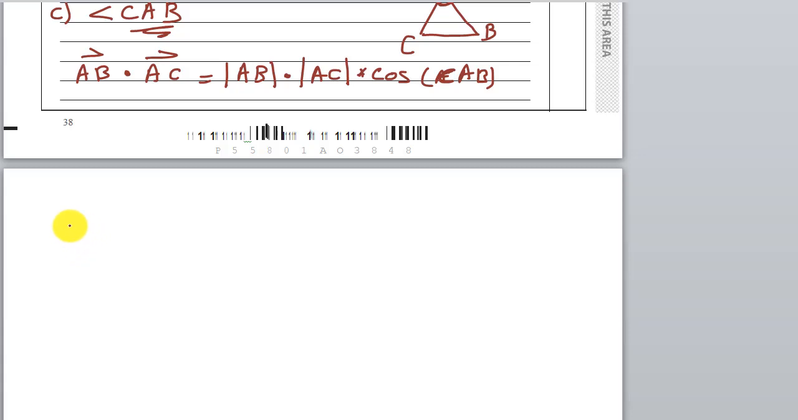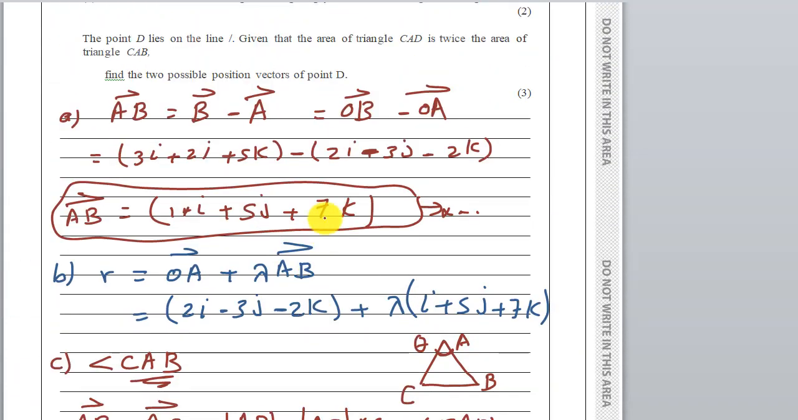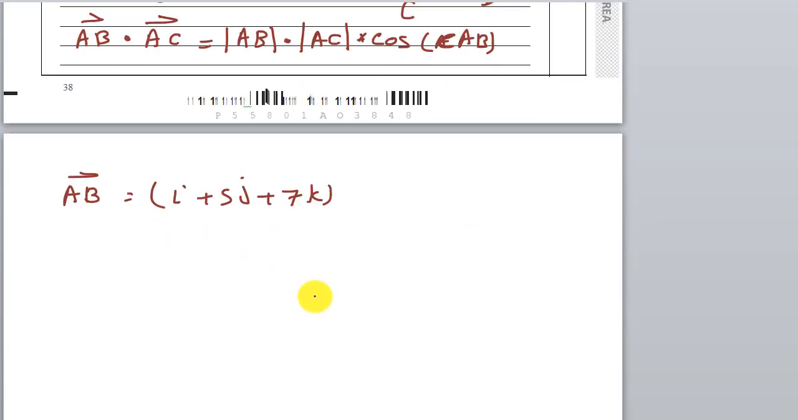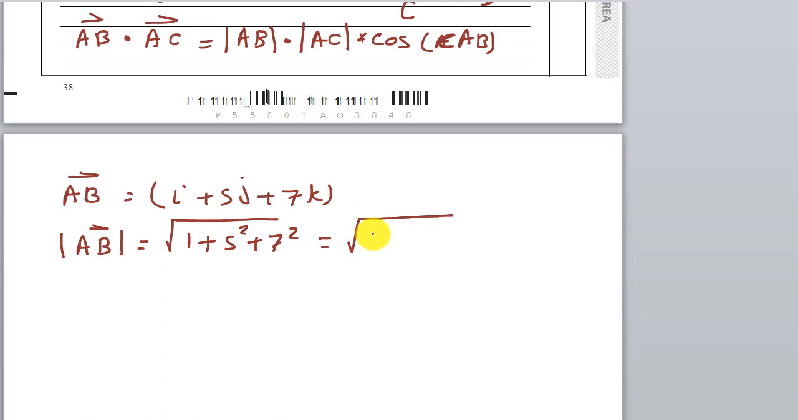So let us find now AB as a vector. We already found before, which is i plus 5j plus 7k. This is the first one we calculated here. So the determinant of AB is equal to square root of 1 plus 5 squared plus 7 squared, so square root of 1 plus 25 plus 49. So it's equal to square root of 75.